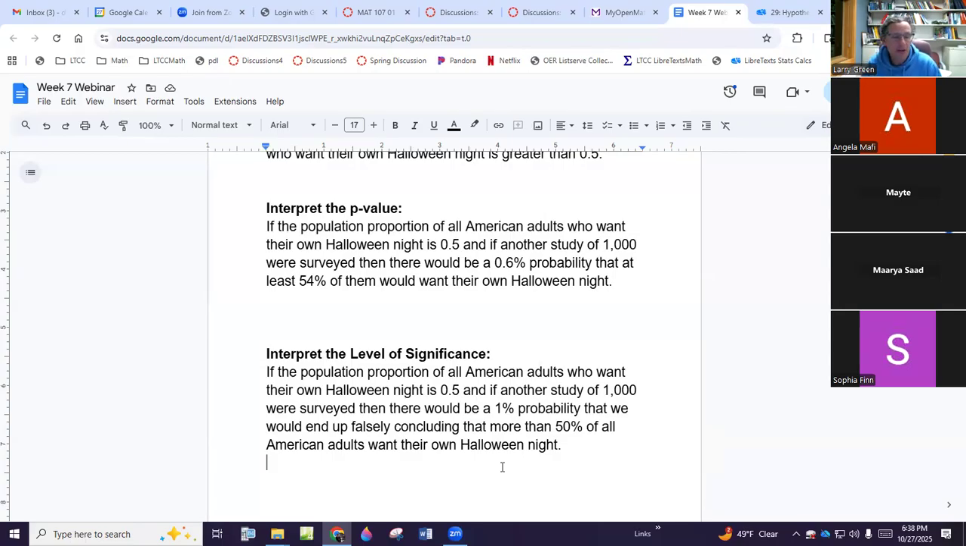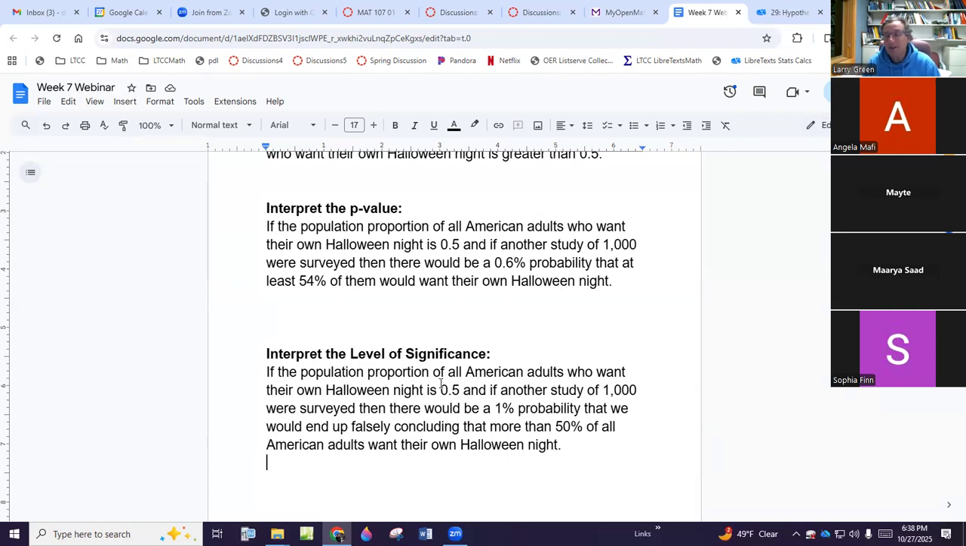Okay, because our H1 was at more than 50%. Any questions on interpreting the p-value and interpreting the level of significance? Okay, it's very important to understand the wording because I'm going to ask you these things. You're going to have to do this week for the discussion assignment. You're going to have to do it next week for the exam.